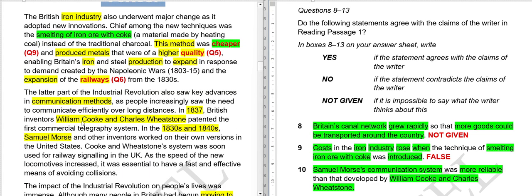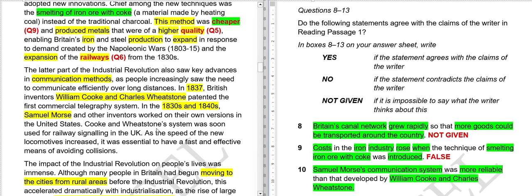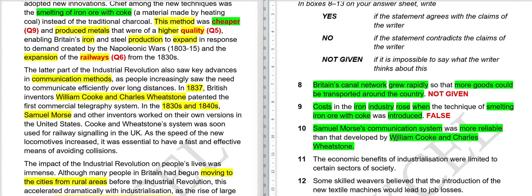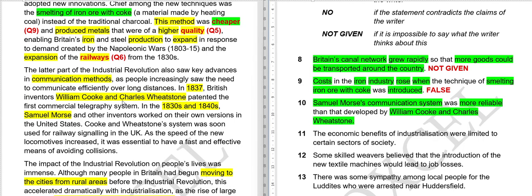Here it is: William Cook, Charles Wheatstone, and Samuel Moore. So that's the benefit of highlighting, or in your case of pen and paper, underlining names and dates, so you can easily identify the location.